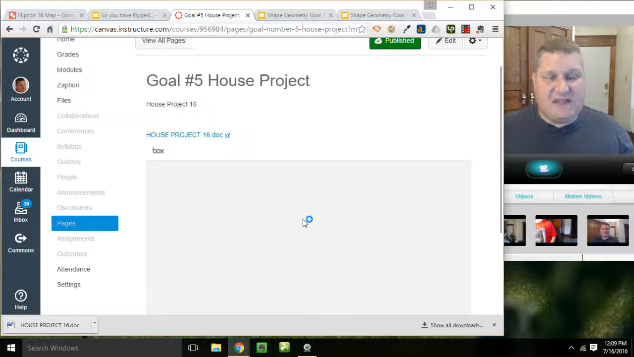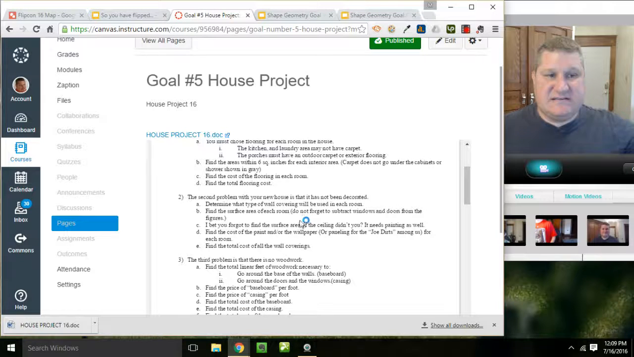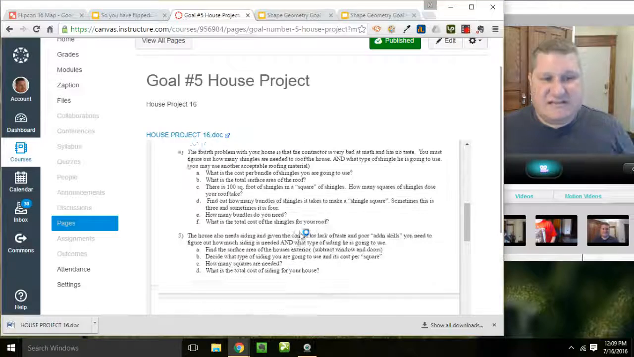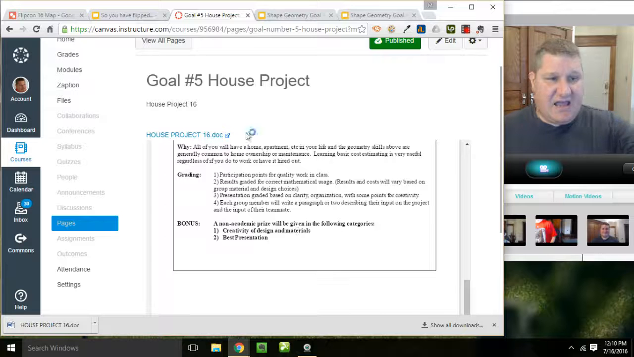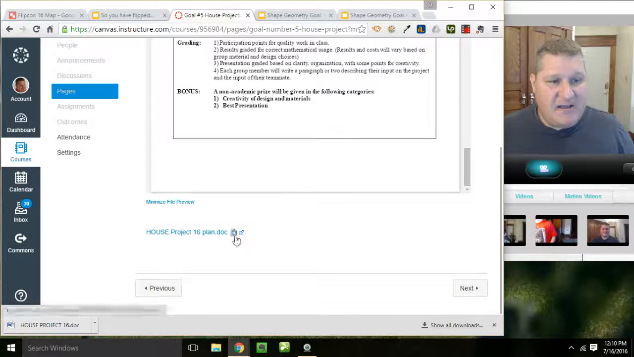They have to make choices. They have to find prices. They have to find the volumes, the areas, all these things basically to price it out just as if they were finishing their house or building their house. And I have different requirements in the rubrics, etc. But they have this house.